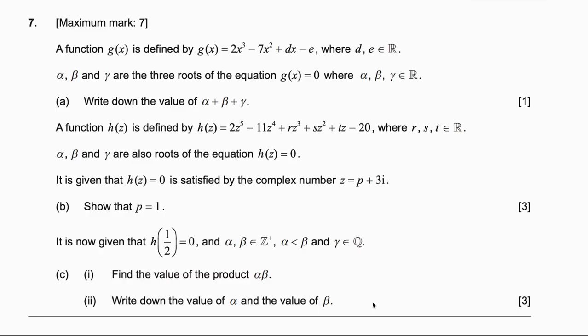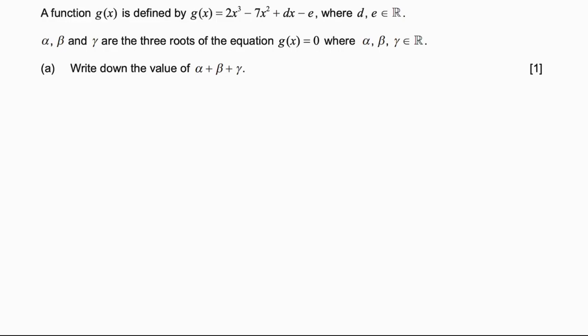Today we will be taking a look at a Math AHL question involving the sum and product of complex roots with polynomials as well. So let's get started with part A. For part A, we have been given a function g of x, and we have been told that alpha, beta, and gamma are the three roots of the equation g of x equals 0, where they're all real numbers, and we have been asked to write down the value of the sum of these roots essentially.